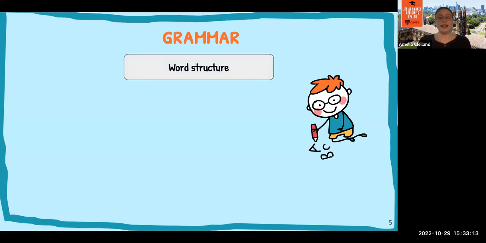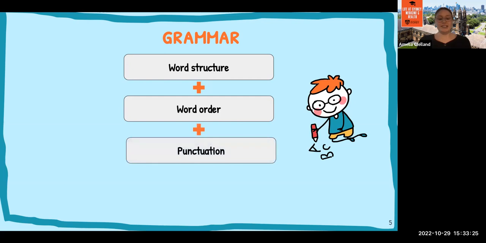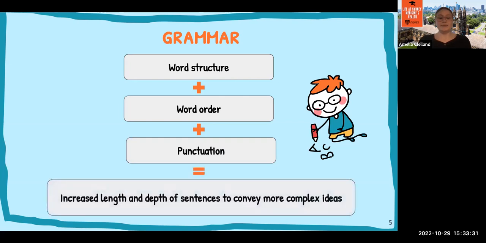For example, accurate use of plurals and tense, putting words in the correct order to form coherent sentences, for example, saying I play games instead of games I play. And in written communication, accurate use of punctuation, such as full stops and commas. These elements combine to help students create meaning in their expression. As these skills develop, students can increase the length and depth of their sentences to convey more complex ideas.